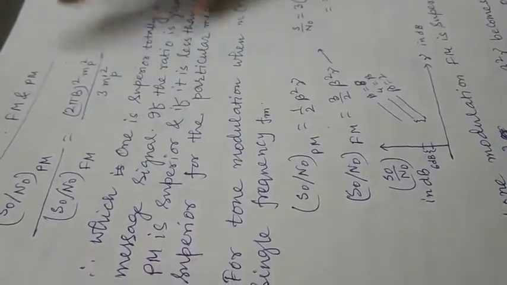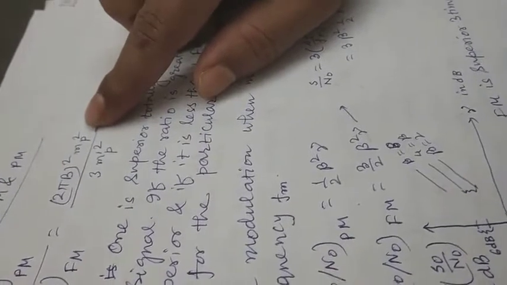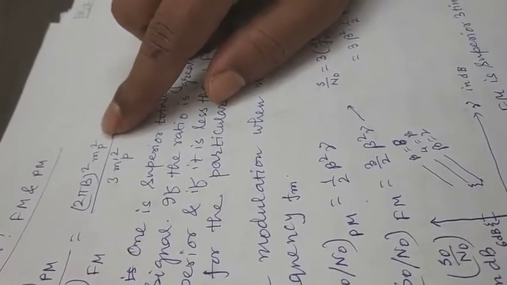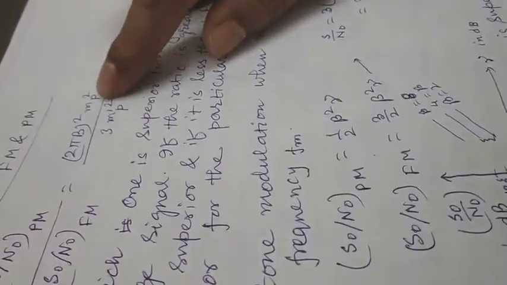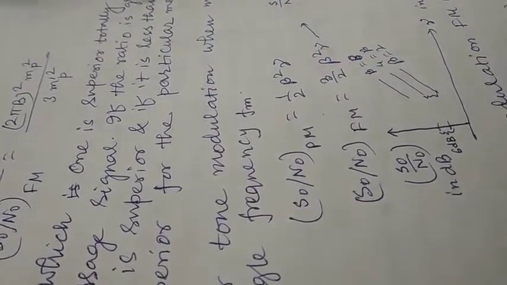Therefore, the signal to noise ratios of phase modulation and frequency modulation are in the ratio of this. Whether the signal to noise ratio in phase modulation or frequency modulation will be higher is difficult to tell, because it depends on the property of the message signal, mp or mp dash. Okay, so this is all about frequency and phase modulation.